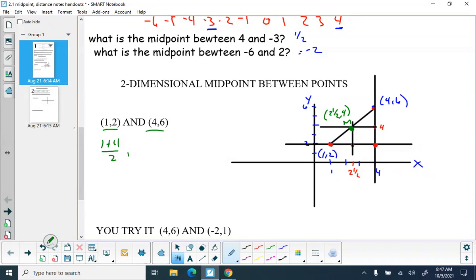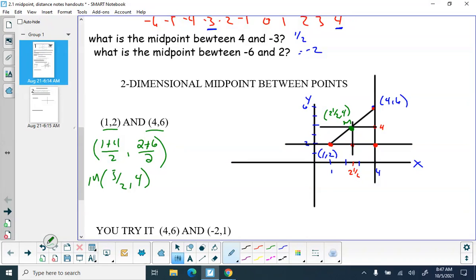If I take a look at my y values, I have 2 and 6. So I can add 2 plus 6 and divide by 2. And we'll come down to our ordered pair of 5 halves and the value of 4 as the midpoint.